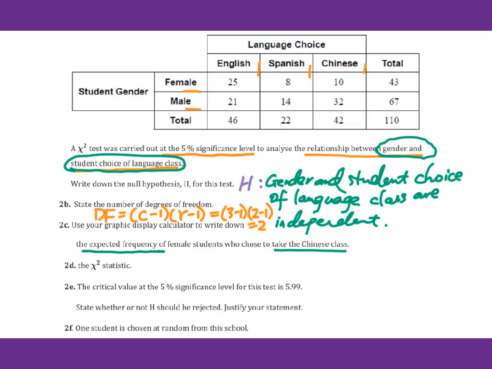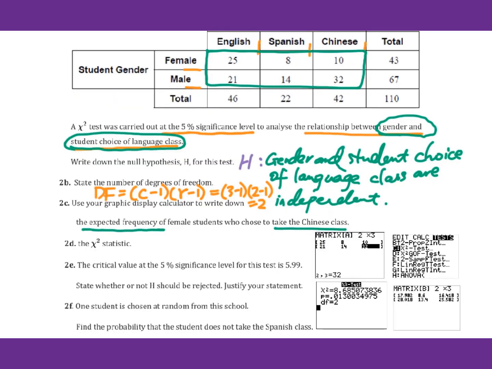Then use the graphing calculator to write down the expected frequency of female students who chose to take the Chinese class. First of all, we got to use the graphing calculator to put all this table into matrix. So after you put this table into matrix A, then go to stat, go to test, then find the chi-square test. We put the enter, enter, enter. They give you chi-square number and also the probability and a degree of freedom.